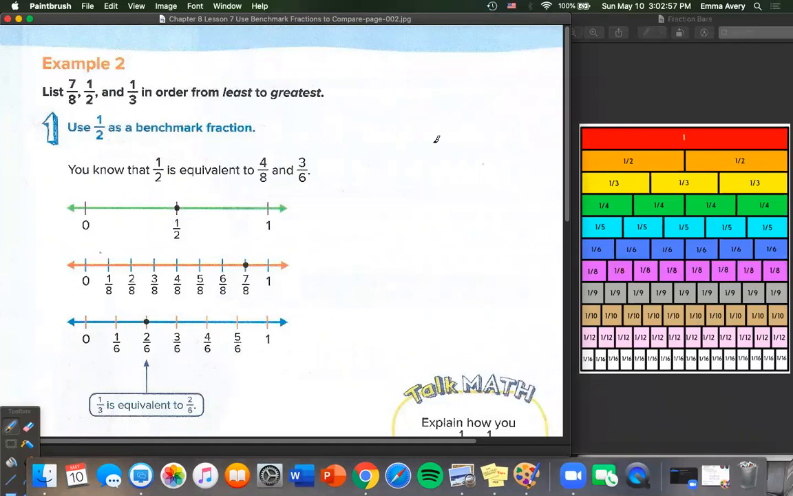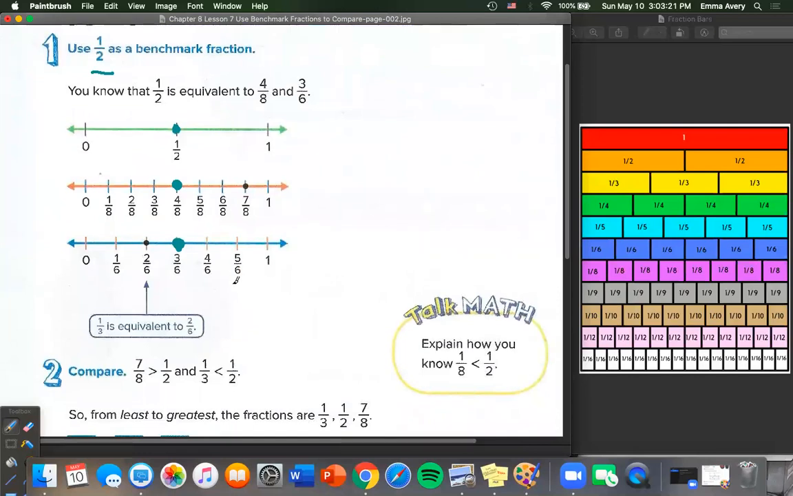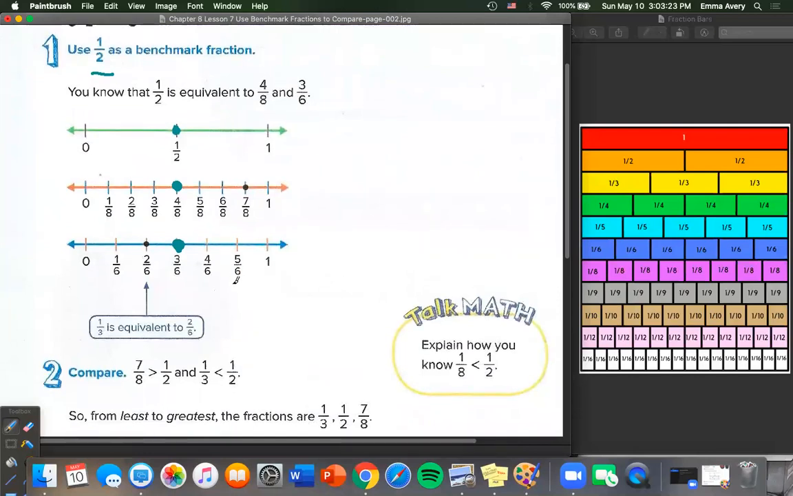Now we're going to list 7/8, 1/2, and 1/3 in order from least to greatest. So we're going to also use 1/2 as a benchmark fraction. We know that 1/2 is equivalent to 4/8 and 3/6. So 1/2, 4/8, and 3/6. And so we're going to compare 7/8 and 1/2 and 1/3 and 1/2.